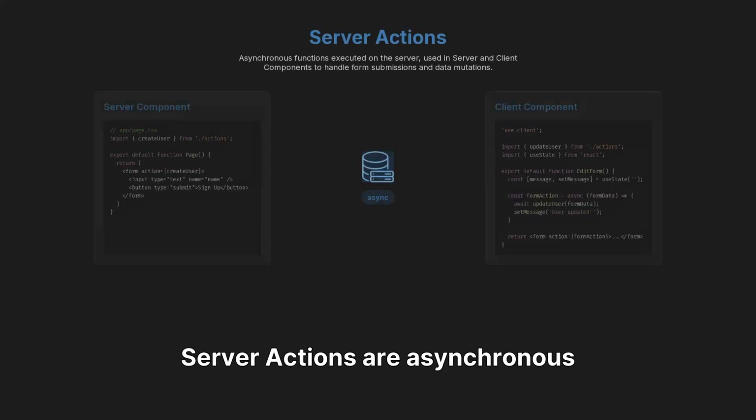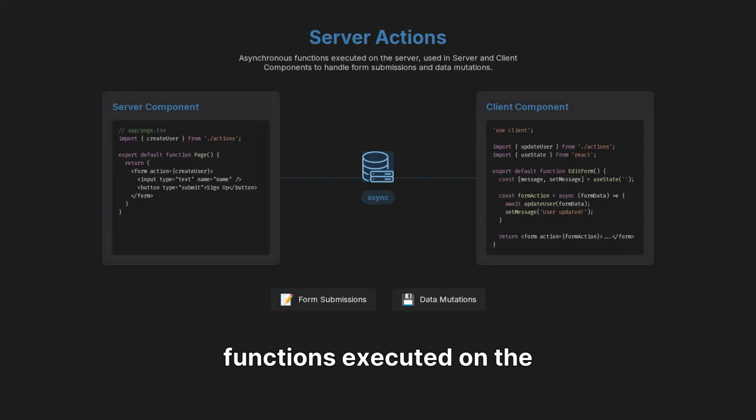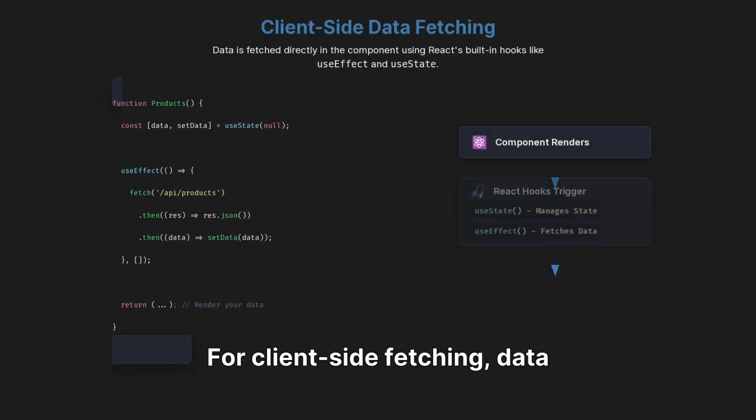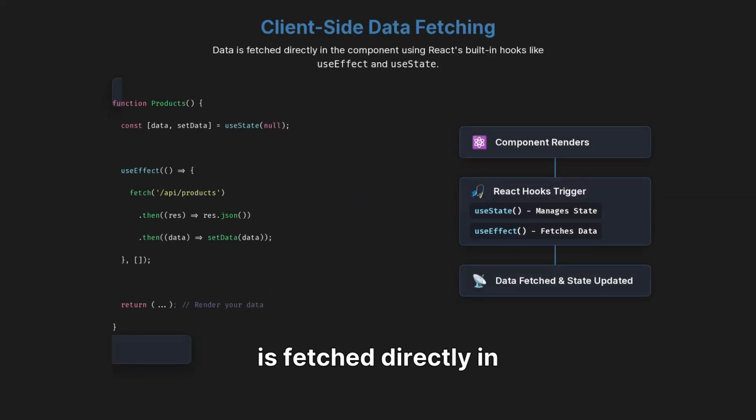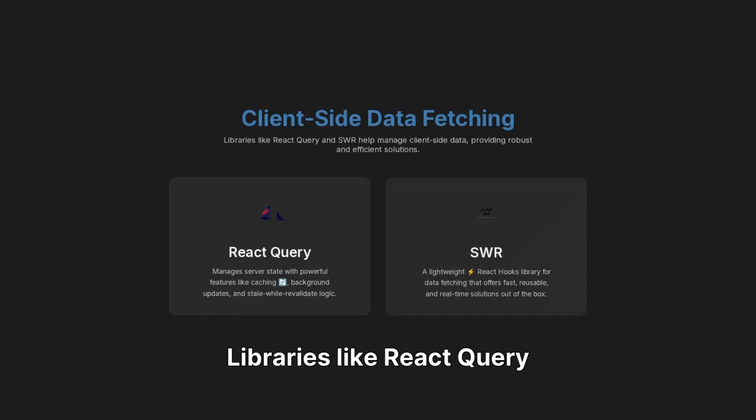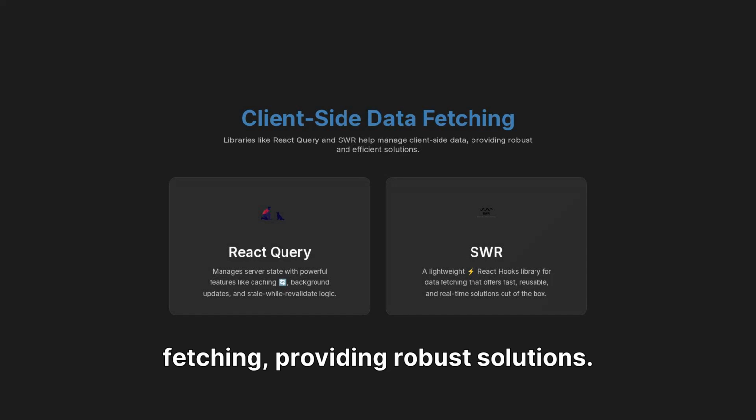Server actions are asynchronous functions executed on the server, used in server and client components to handle form submissions and data mutations. For client-side fetching, data is fetched directly in the component using React's built-in hooks like useEffect and useState. Libraries like React Query and SWR can further help manage client-side data fetching, providing robust solutions.